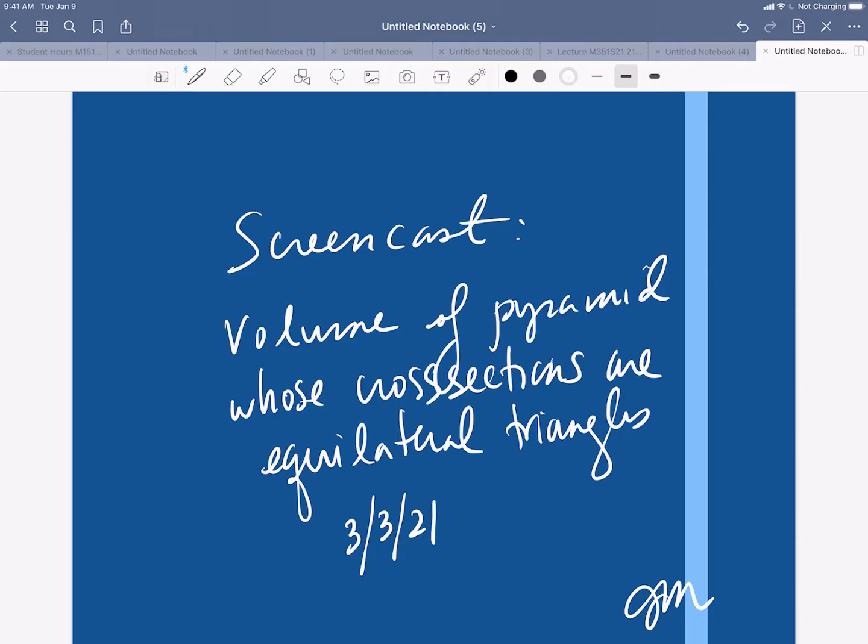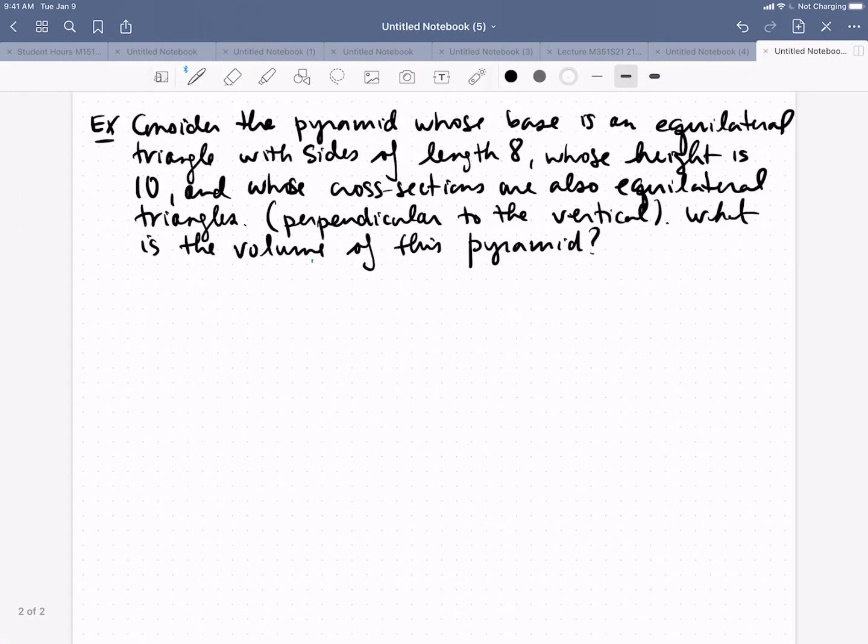Hey, here's the promised screencast on calculating the volume of a pyramid whose cross-sections are equilateral triangles, using the principle that volume is the integral of cross-sectional area. Here's the problem that was stated in class that I'm repairing today for you.